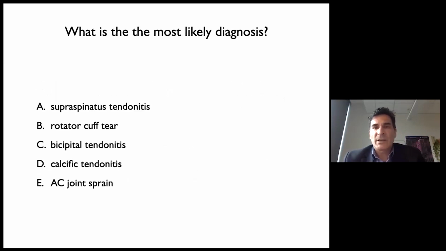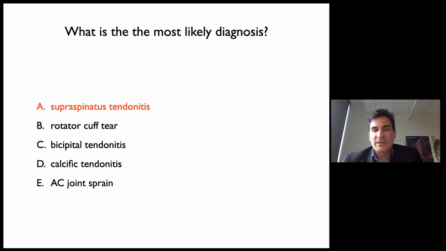What is the most likely diagnosis? A, supraspinatus tendinitis. B, rotator cuff tear. C, bicipital tendinitis. D, calcific tendinitis. Or E, AC joint sprain. And the correct diagnosis is supraspinatus tendinitis.